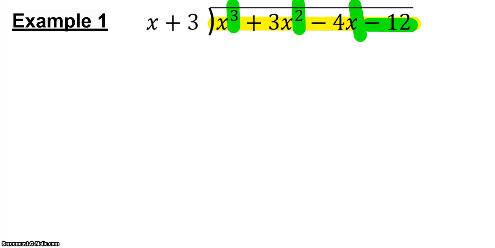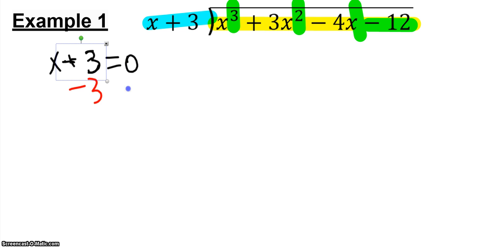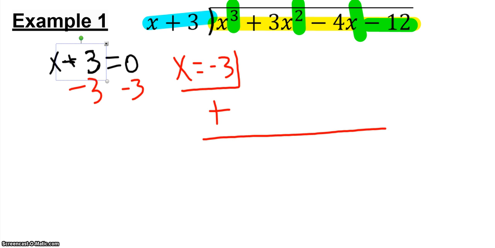Okay, so since that's good, I can now take my divisor, which is x plus 3, and set it equal to 0. So x plus 3 equals 0. And I have to get x by itself, so I have to subtract 3. So x equals negative 3. And this is the number that I'm going to use for the division. So I'm going to go ahead and set up the main parts of my chart.